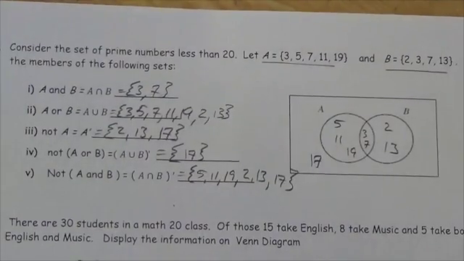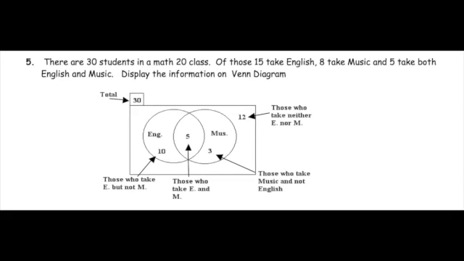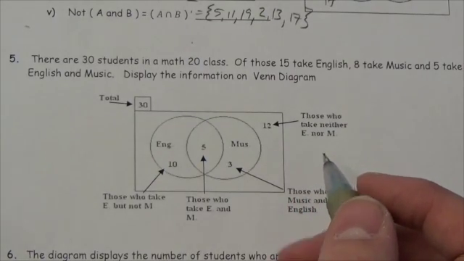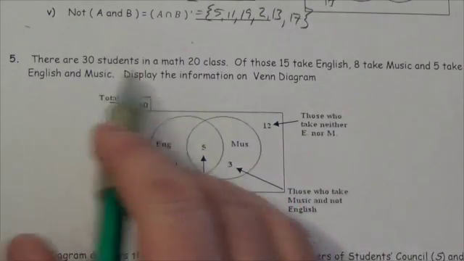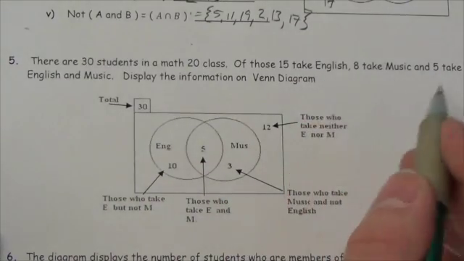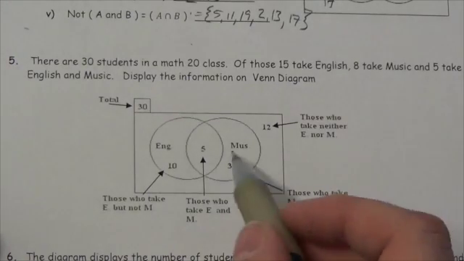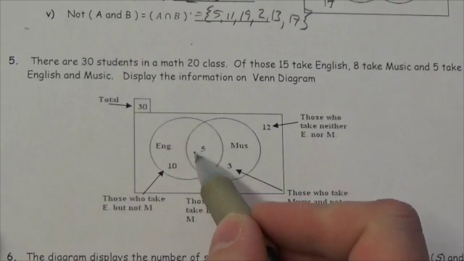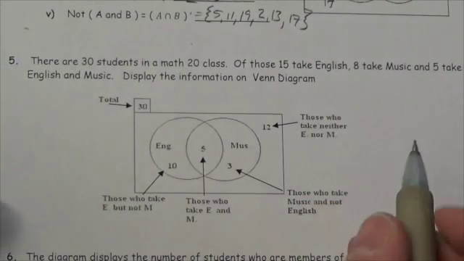There are 30 students in a Math 20 class. Of those, 15 take English, 8 take music, and 5 take both English and music. Display this information on a Venn diagram. Okay, now this question is not so much a question as it is just a demonstration. So we know we got 30 students in a Math 20 class, and we're told that 15 take English, 8 take music, and 5 take both. Now when you're told 5 take both, you want to start there. Okay, so we're going to write that in the overlap between English and music here.